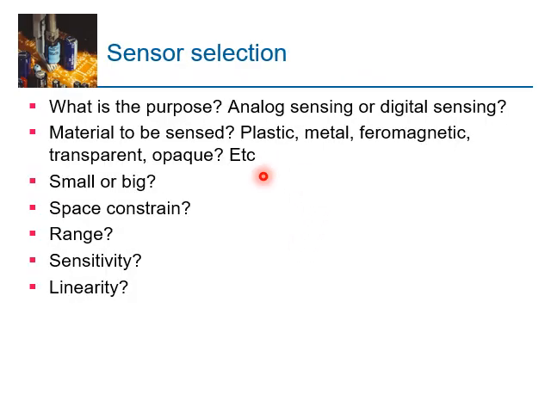Now, when you select a sensor, these types of questions I will be asking in your assignment or in your exam. What is the purpose of the sensor? Whether you should go for an analog sensor or digital sensing, what type of material is to be used, is it plastic or metal or ferromagnetic? Accordingly, you will choose the sensor for a particular case study. You have to consider space constraint, range, sensitivity, and linearity. All these things you need to consider for sensor selection.